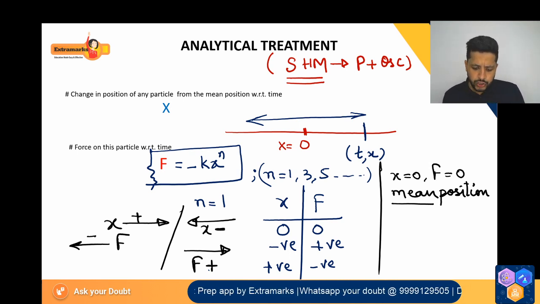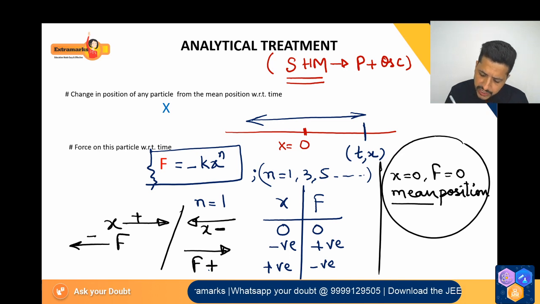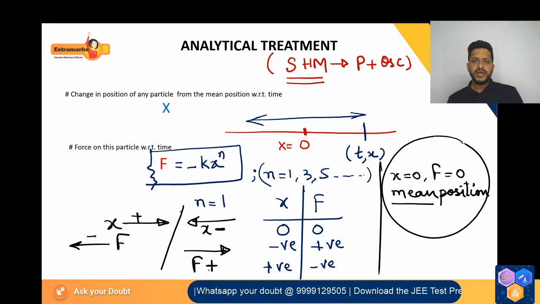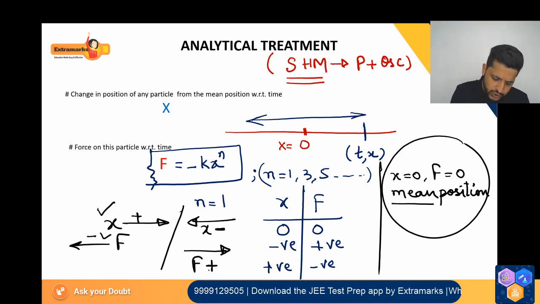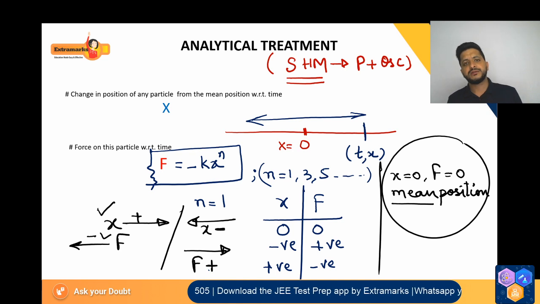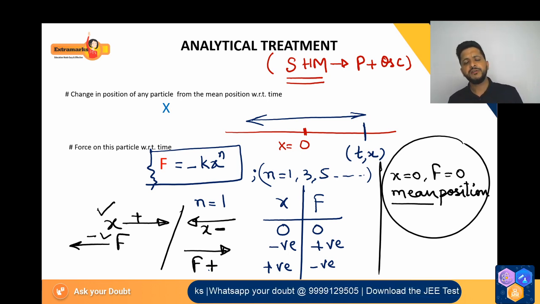Clear? So this is the definition of SHM. There must be a point, a mean position at which net force becomes 0. Then at every other point, the direction of displacement and force should be opposite to each other, or we can say position rather than calling the word displacement. The position, if x is positive, F has to be negative. If x is negative, F has to be what? Positive.